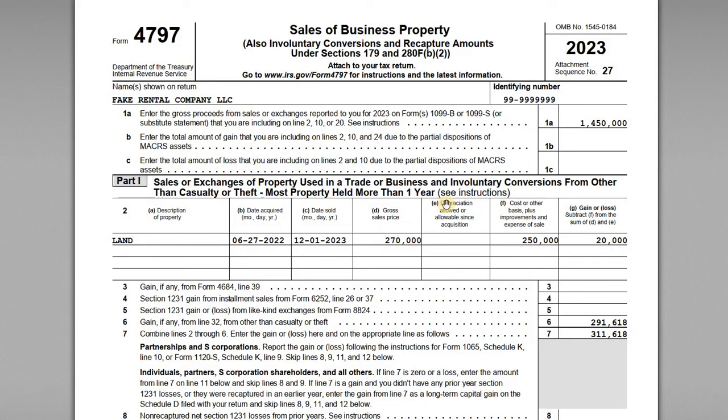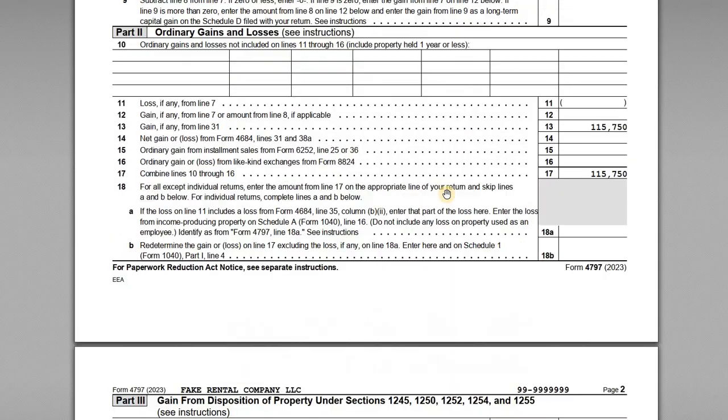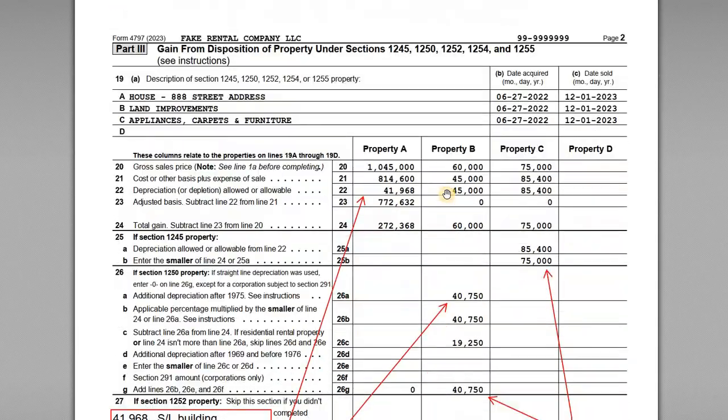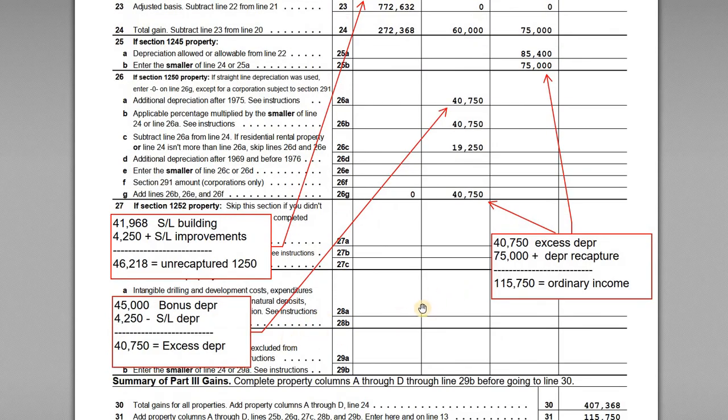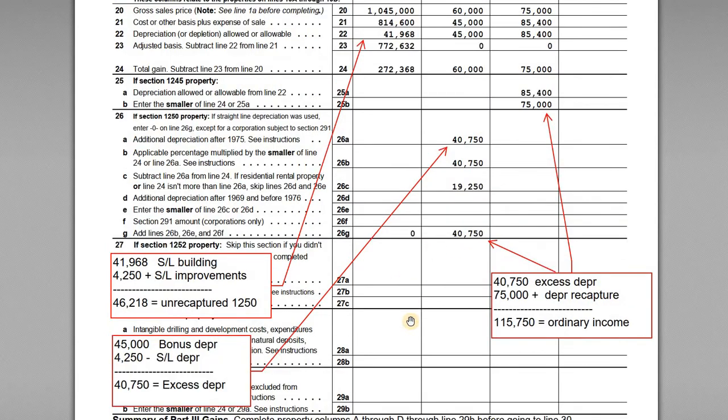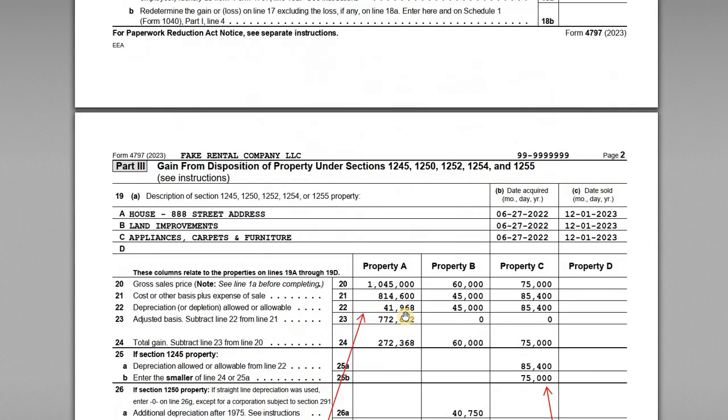Now the 4797 has 2 pages, so we'll cover both pages. On page 2 here, we've got a lot of information, and I've also added these tapes, these footnotes here, just showing some of the math. So obviously none of these boxes get sent to the IRS, but I've done this just so we can help trace some of these numbers a bit better.